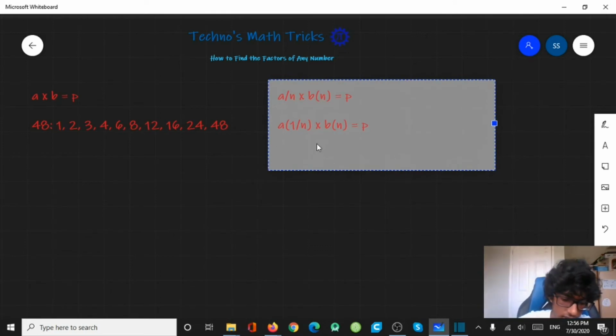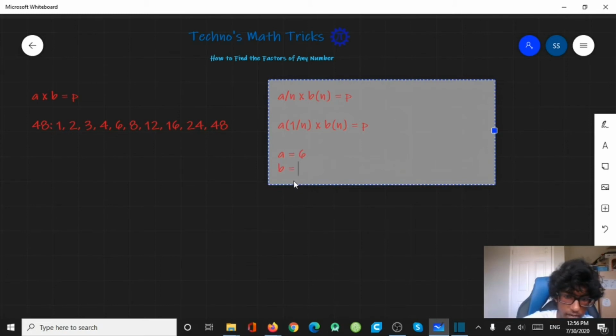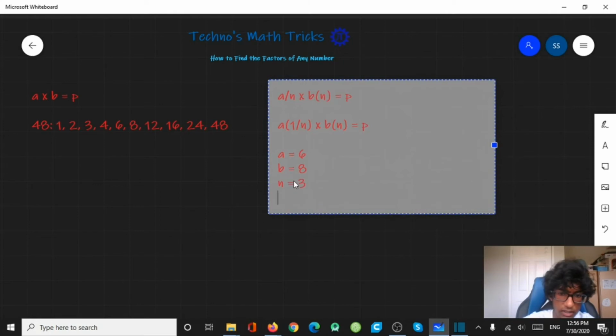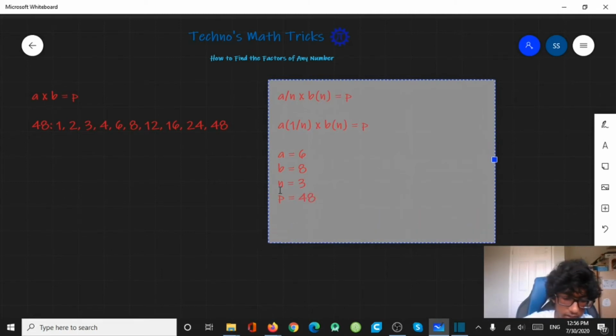Let's input a couple of values here. A equals 6, B equals 8, N would be equal to, I don't know, 3. This is the number you're dividing and multiplying by. And P would obviously be equal to 48. Check this out and see how it works.